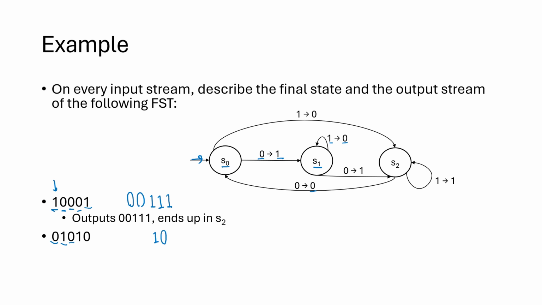The next symbol is a 0. I am at S1. With a 0, I output a 1 and transition to S2 this time because of this arrow. I'm at S2. The next symbol that I read is a 1. At S2 with a 1, I'm supposed to output a 1 and stay at S2. And finally, the last symbol that I read is a 0. I'm still at S2, but if I read a 0 while at S2, I need to output a 0 and transition back to S0. So my final state is S0.